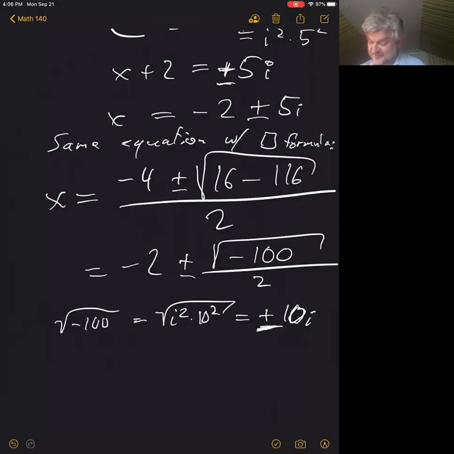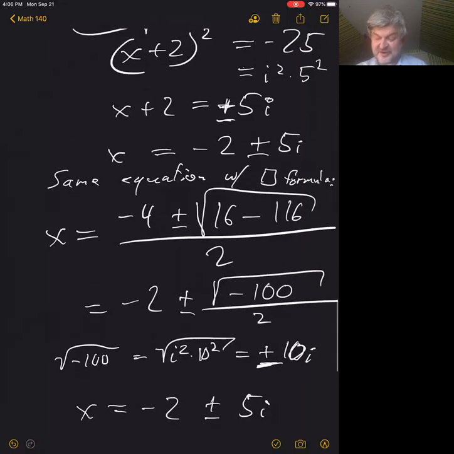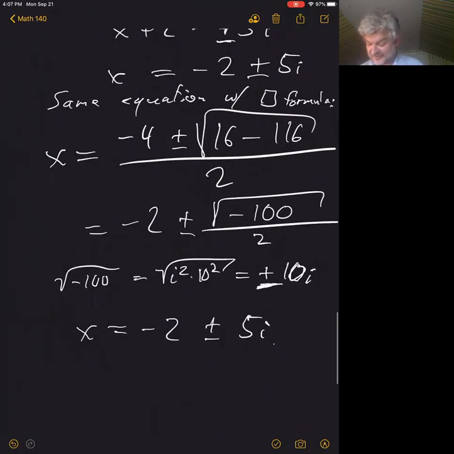We really can simplify, divide this by 2, we get x is minus 2 plus minus 5i. Same thing that we got with the completing the square method earlier. So that's good. You get the same answer. And this tells you that you can solve any quadratic equation with this quadratic formula now. Sometimes you get real answers if under the square root is something that's non-negative. Sometimes you get complex answers, that is not real answers.